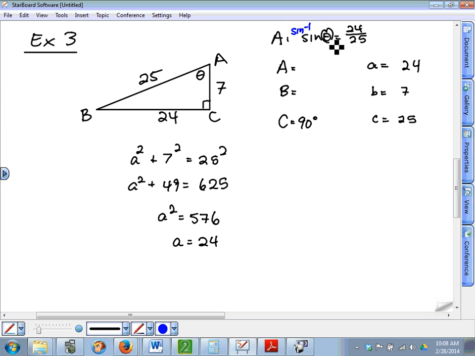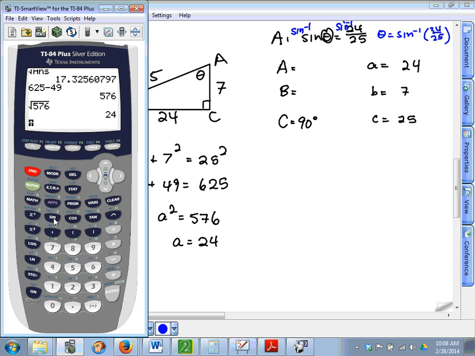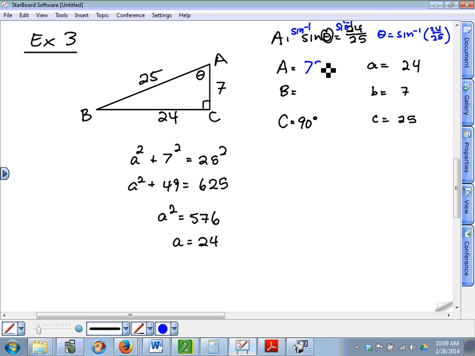Inverse. Inverse sine, like we learned on last time's assignment, like was on the quiz. If you're trying to find an angle measure, to get rid of a trig function, use inverse. So theta where it is now is equal to the inverse sine. It's going to be second and then sine. I'll show you. Second and then sine. And then 24 25ths means it's 73.7 degrees.